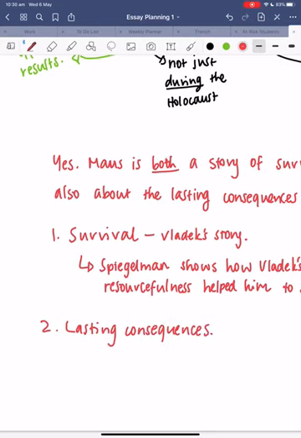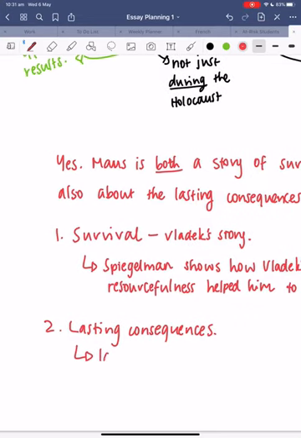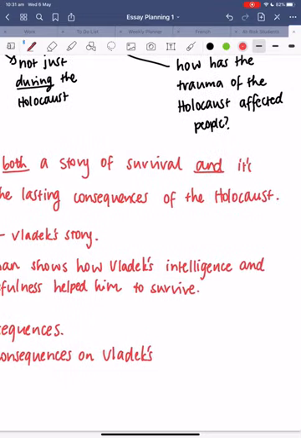Okay, can I think of some lasting consequences of the Holocaust on any of the characters, really? And straight away I think yes. We've got a couple of things and they're mainly going to revolve around Vladek, but I've got a few ideas here. So I've got the lasting consequences on Vladek's habits.